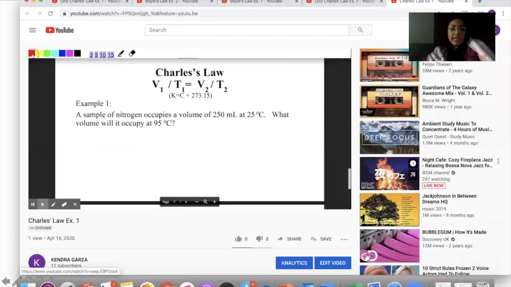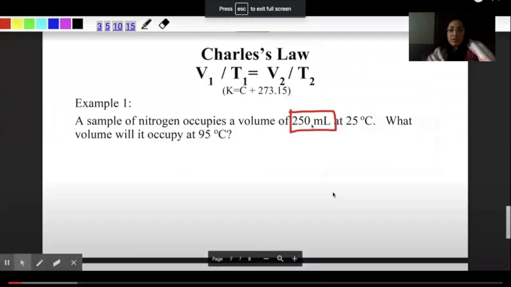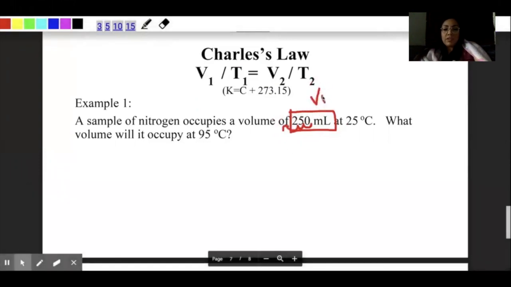All right, so with this example, it's asking for a sample of nitrogen occupying a volume of 250 milliliters. So I'm already in my head making mental notes that 250 milliliters is going to have to be converted into liters. So I'm just putting those three little decimal place moves for my notes later. And then 25 degrees Celsius, this is a temperature, but I'm going to draw an arrow going to the formula because I know that I don't want degrees Celsius, I want Kelvin.